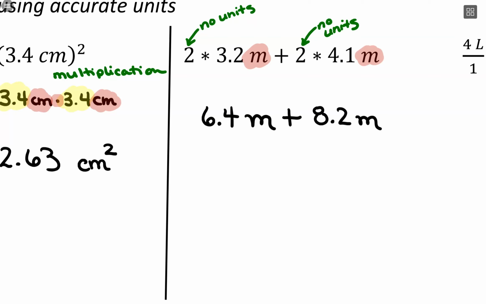Now what this turns into is addition with 2 things that have units to them. We have this 6.4 plus 8.2. So if we just add those together, that should be 14.6. And then with our units, we have meters and meters that are adding together here.